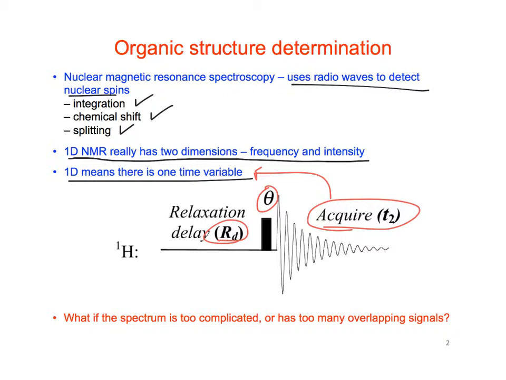Okay, so if we're going to go to a two-dimensional NMR experiment or three-dimensional NMR experiment, we add another time variable within the pulse sequence. The places where this is going to be useful is where our spectrum is really too complicated, especially if we have too many overlapping signals, because we're going to be able to spread some of the signals over two dimensions rather than just one dimension. Okay, so it's going to spread out the interactions.